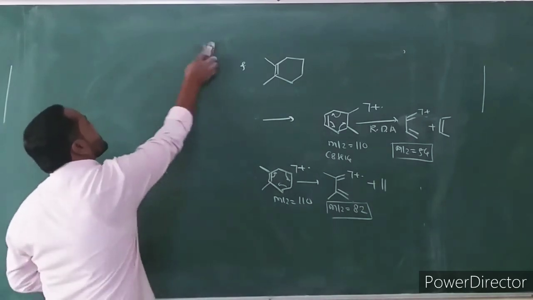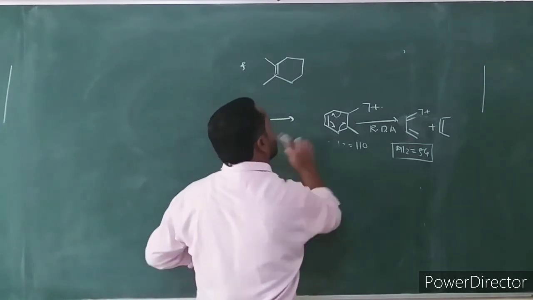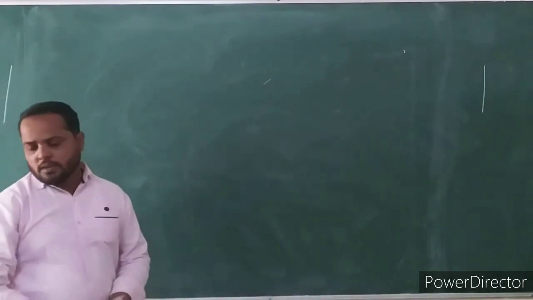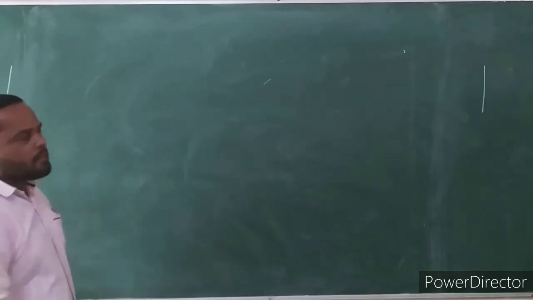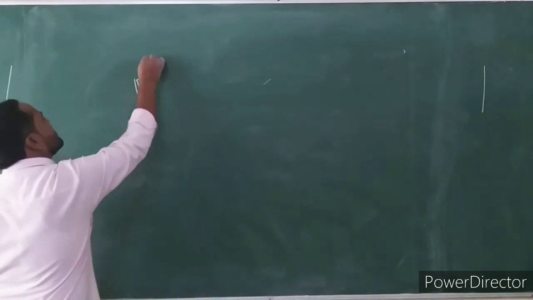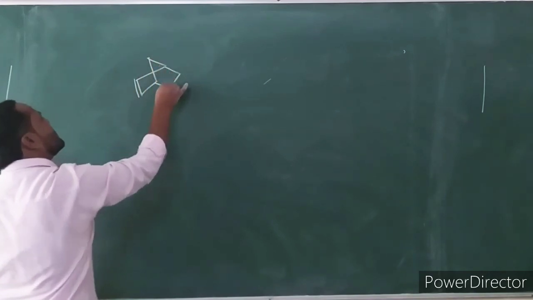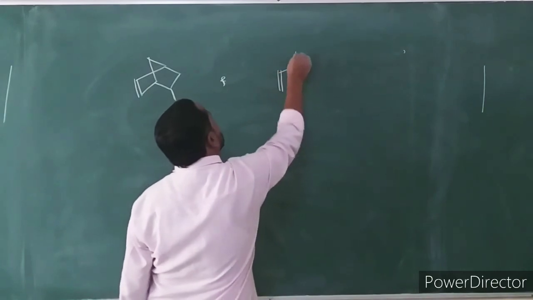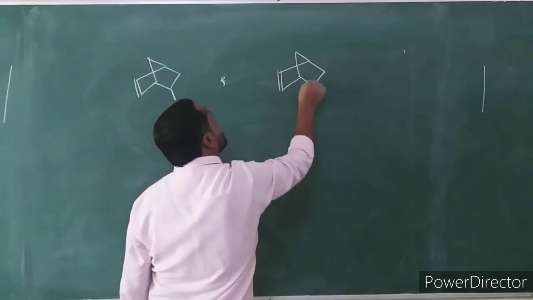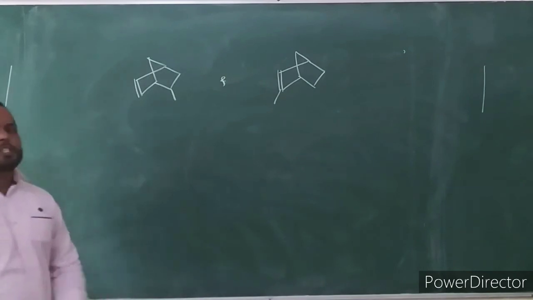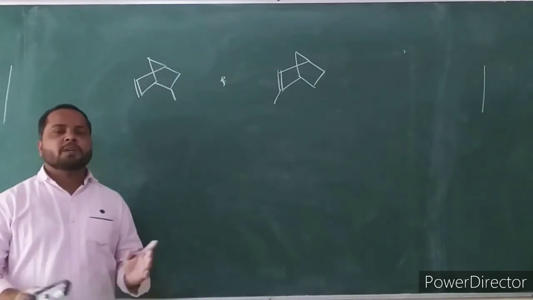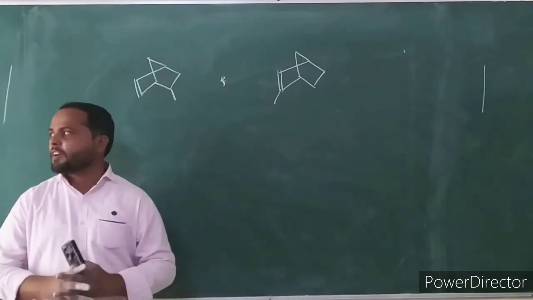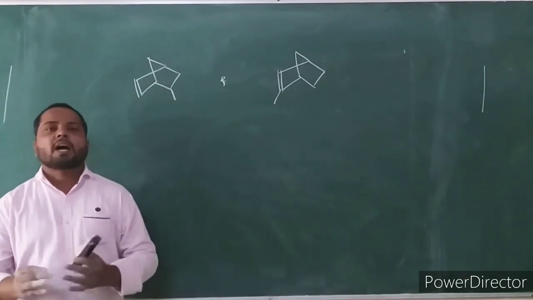Now consider one more example. Consider this alkene and this alkene. These are two isomeric alkenes. Both are six-membered bicyclic alkenes. How will you distinguish these two alkenes with the help of mass spectra?